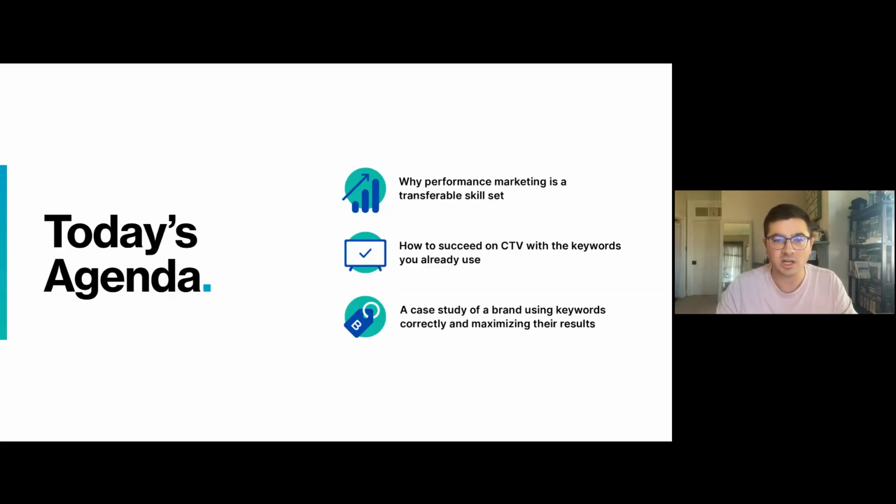Specifically, what we'll review in this session are these 3 bullet points. First, we're going to talk about how performance marketing is a skill set that transfers from your existing paid media channels to CTV. Then we'll discuss how you can succeed on CTV without overhauling your approach at all. You can simply use the keywords that you're probably already implementing somewhere else in your strategy and carry them over to CTV. Finally, we'll wrap up with a case study of a brand that has found success on CTV using that keyword targeting I just mentioned.